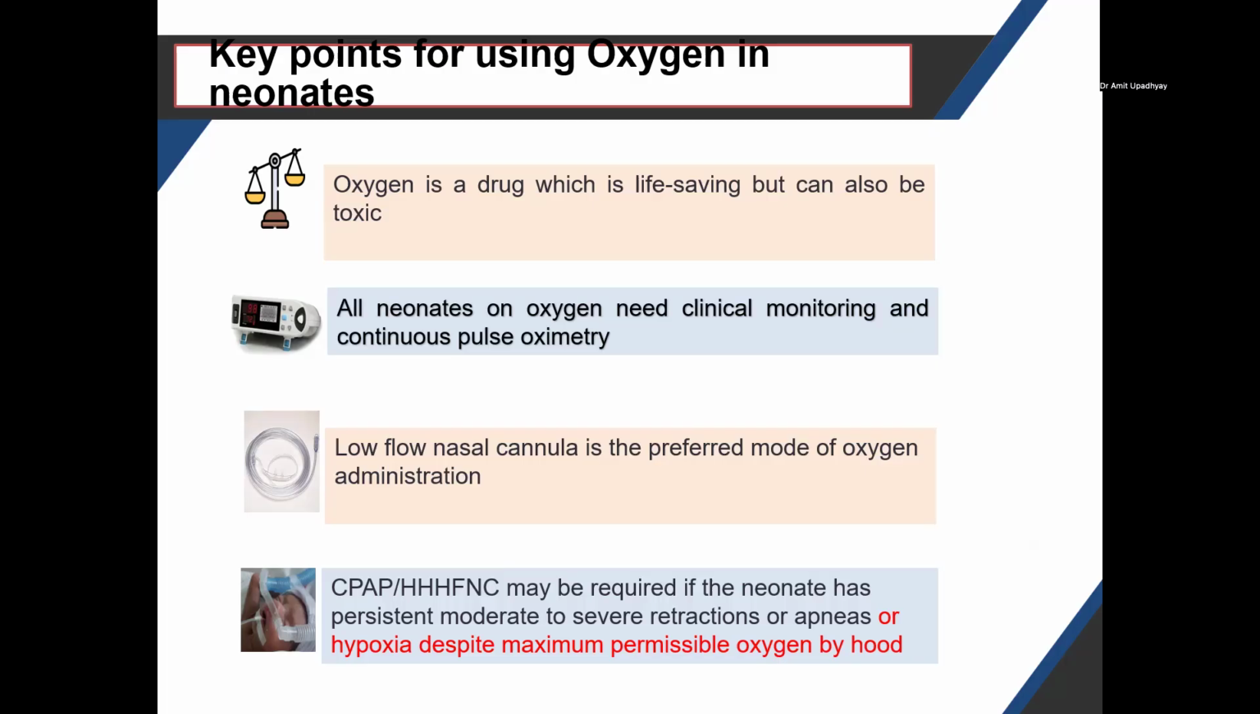All neonates on oxygen should be clinically monitored and continuous pulse oximetry should be there. Low flow oxygen cannula should be used. CPAP or HFNC can be required if a neonate has persistent moderate to severe retractions or apnea or hypoxia despite maximum permissible oxygen by hood or nasal cannula.